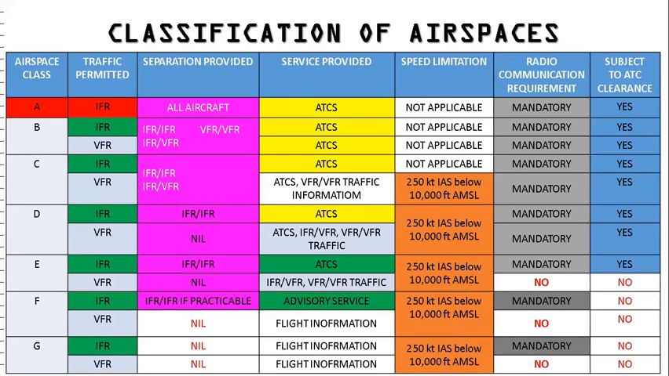ICAO defines airspace into 7 categories: A, B, C, D, E, F, and G. Within these airspaces, different requirements exist in relation to what kind of flights are allowed, separation between IFR and VFR, mandatory uses of radio and transponder, and maximum speed. Now we will discuss these 7 classifications.